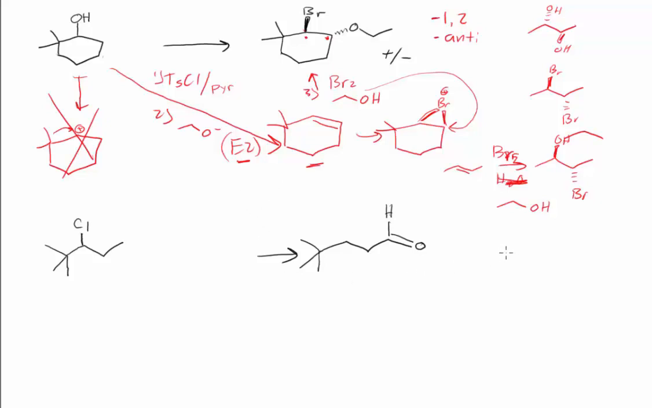So the first thing that I look at is that I have a chloride on the carbon next to the t-butyl, and now I have the functional group further on down the chain. Do I have the same number of carbons? Well, let's take a look at that.